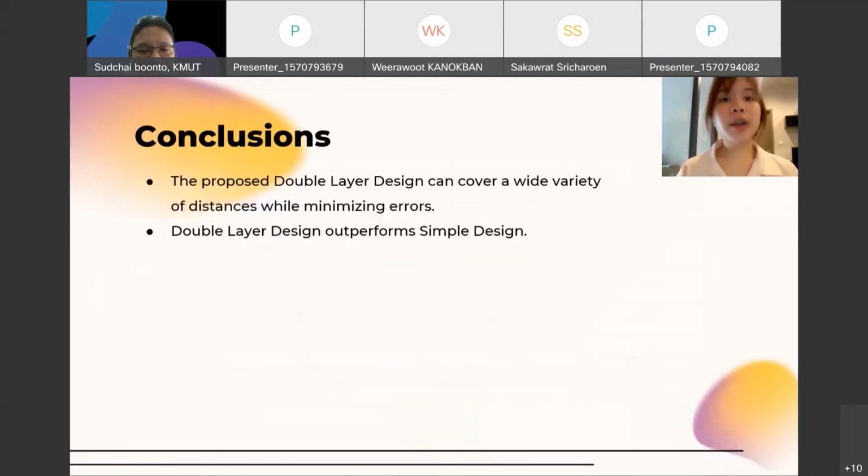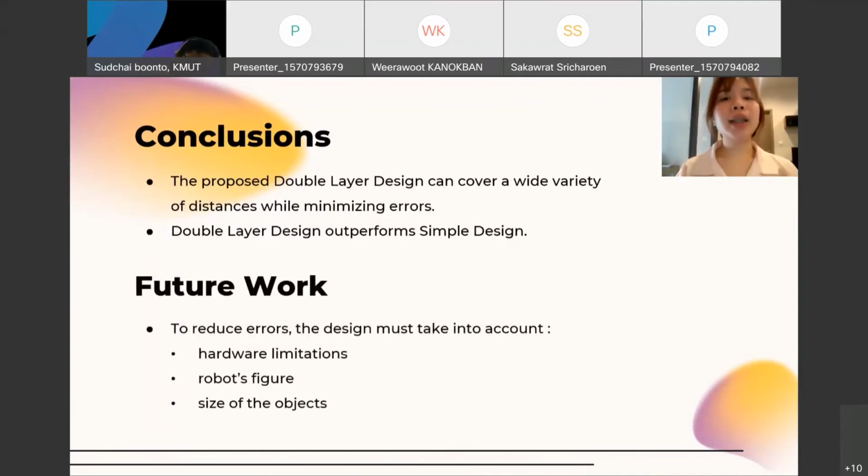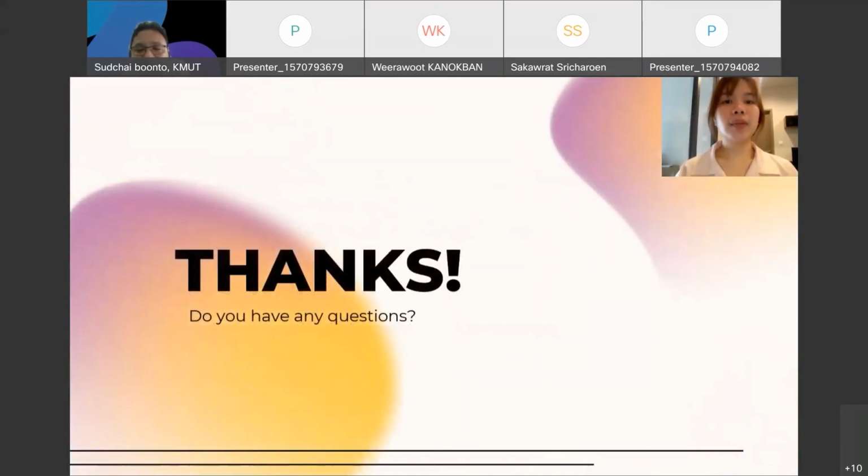The proposed double layer design can perform in an object detection system that can cover a wide variety of distances while minimizing errors. In addition, it outperforms the simple design. To reduce error, the design must consider hardware limitations such as electromagnetic interference, the robot's figure, and the size of the robot. Thank you for your attention.